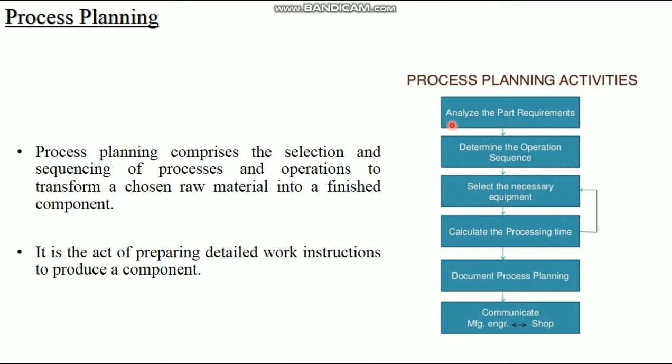These are the process planning activities. Analyze the finished part requirements. Second, determine the operation sequence. What are the operations available in that product? Then select the necessary equipment, by which machines you can do those particular operations. Calculate the processing times, so how much time is required for every operation. Document the process plan we made. Finally, communicate with the shop floor.